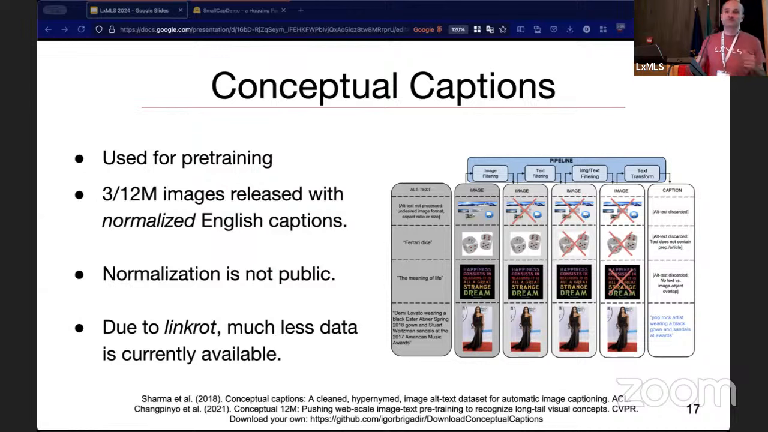The normalization process is not public. It is described in the paper. I tried to get a student to re-implement it, and it was extremely hard because it relies extensively on Google APIs. And due to link rot, much less of this data is currently available. So I know that we have about 11.5 million of these images. I have no idea how many you would get now. And the images are just released as a TSV file of URLs, so you also have to roll your own scraping system and have a huge hard disk to download them. So this is Conceptual Captions.